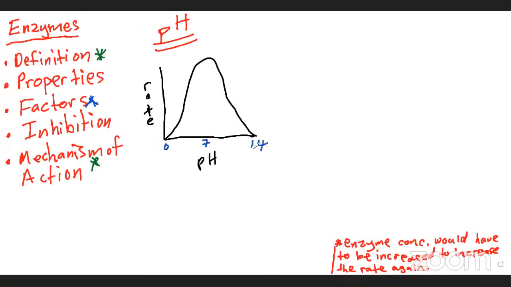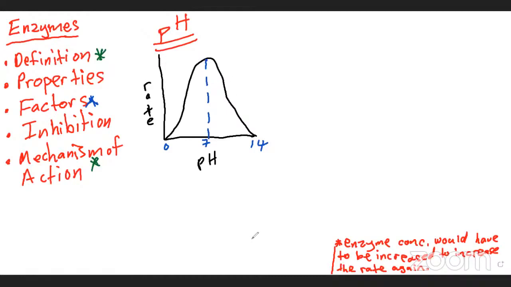All right, when it comes to pH and temperature, enzymes have a particular pH at which they work best. What is that? So for the pH where the enzymes work best, what is that pH called? Anybody? The optimal pH. That is correct.